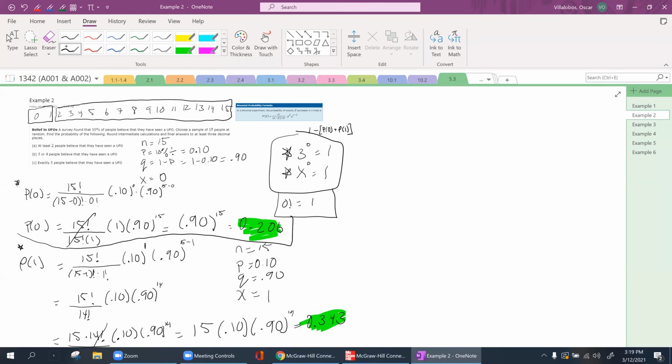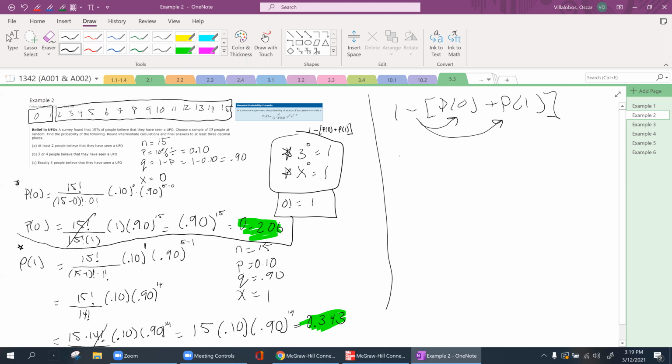The reason why I wrote the formula as 1 minus bracket p of 0 plus p of 1 bracket is that you need to remember this is going to distribute to all of these. So do not write it out as 1 minus p of 0 plus p of 1, because that's going to give you incorrect information. The key here is to make sure you put the bracket.